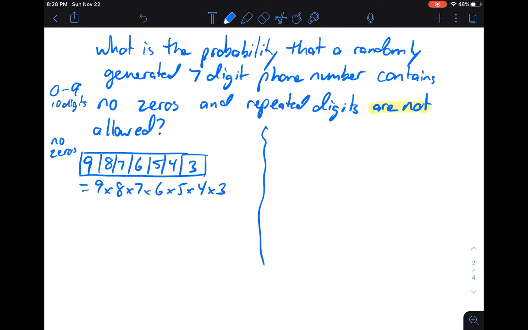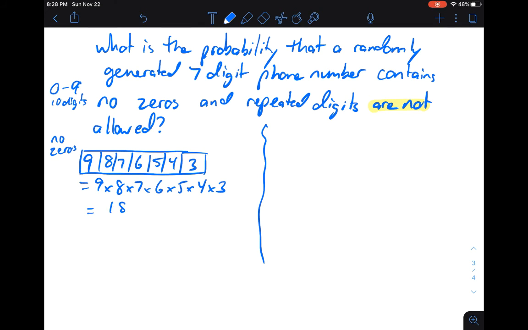This ends up being 181,440, like that. Now, if you're working this out as a probability, it says what's the probability that a randomly generated 7-digit phone number contains no zeros? Then what we've got to do is divide this number by the total number of phone numbers that are actually available. So all numbers, the way this would work, is very similar. 1, 2, 3, 4, 5, 6, 7.